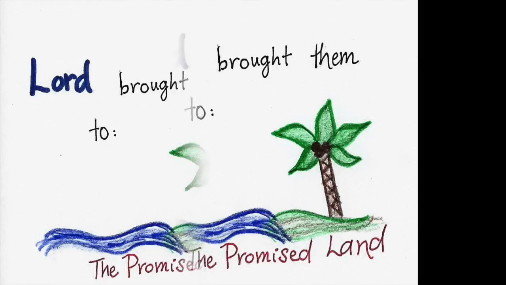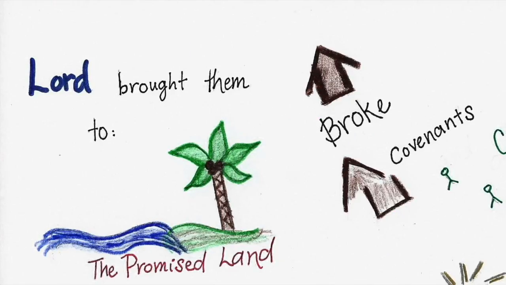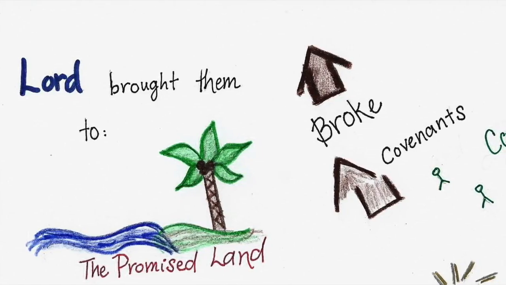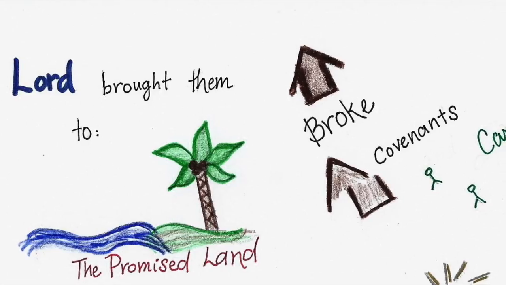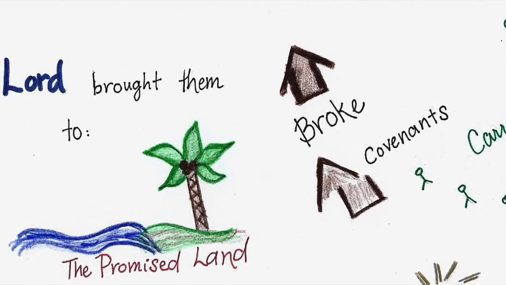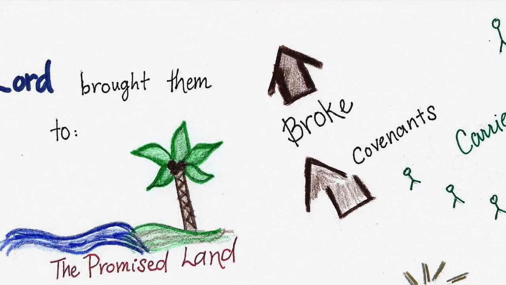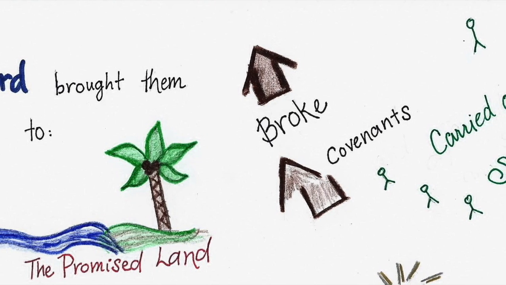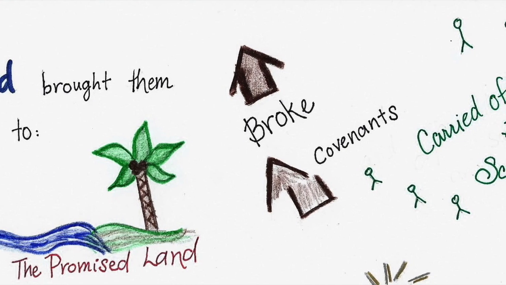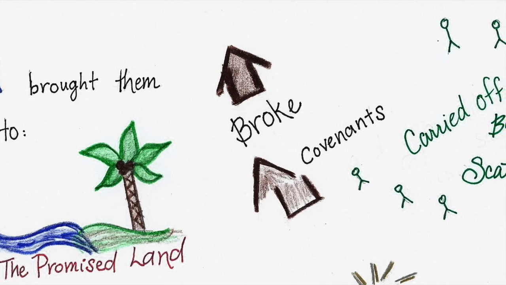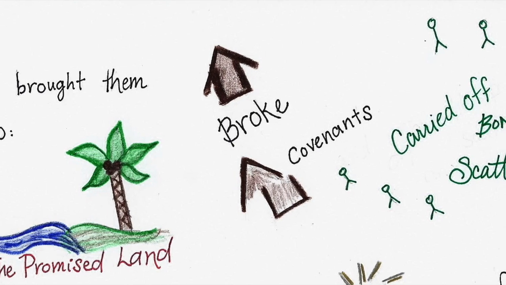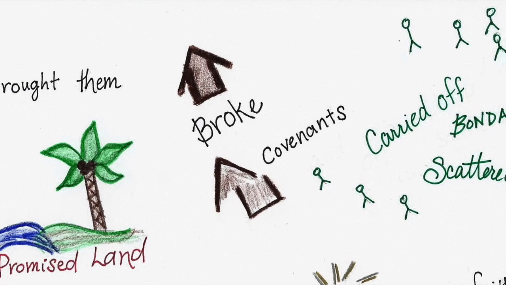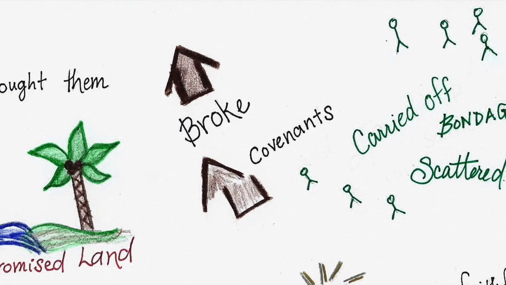So after a period of a few hundred years, the people began to break the covenants that they had made with God. They began to not follow His commandments. They began to replace His laws with laws and rules of their own making. And that they would do this was foretold by prophets in the scriptures, and the consequence would be that they would be carried off into bondage and scattered. This is called the scattering of Israel.